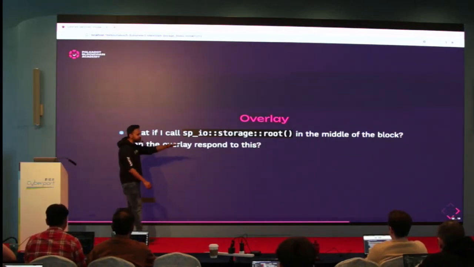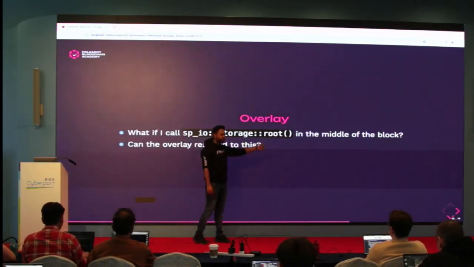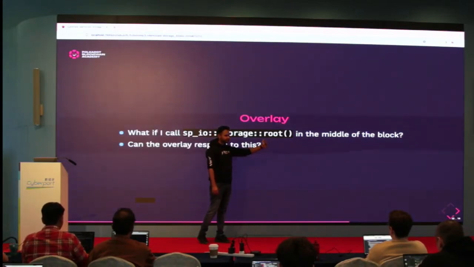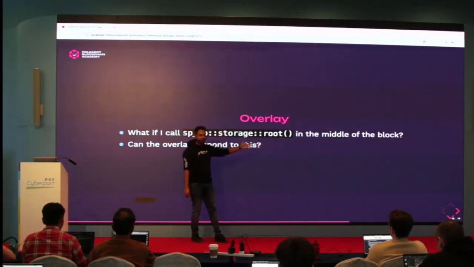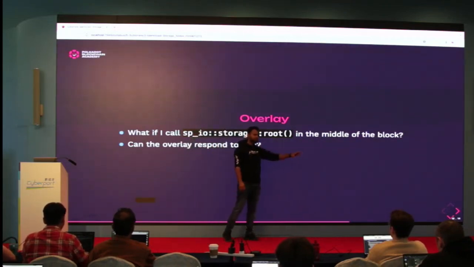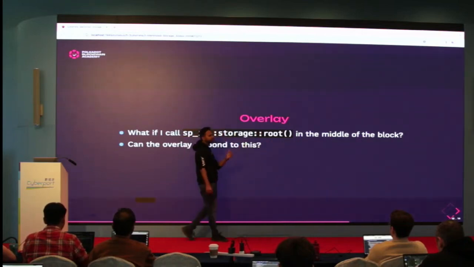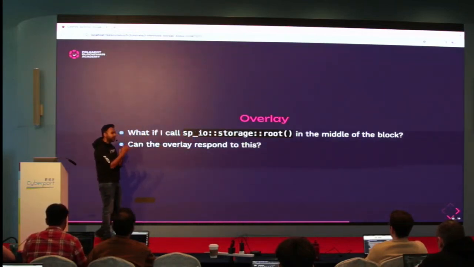So the question was, can your overlay calculate a state root? And it cannot, because it's a key value database. It's not a Merkleized storage. To calculate a root, you need to flush all the changes to the database and then calculate the root. But generally, you never need to calculate the root. You only care about it at the end of a block.